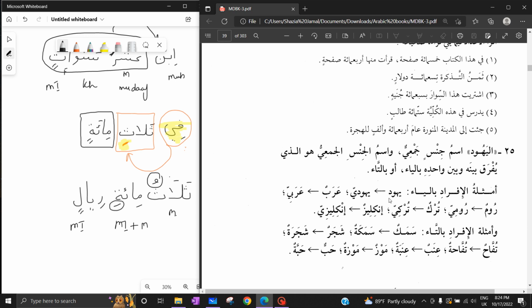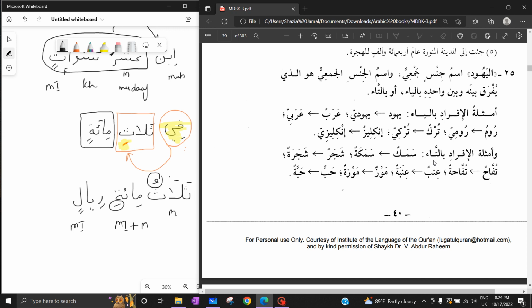Now this is actually jama ismul jins, jami'un. Yahud means we are talking about a lot of Jews. This is a plural word. That's why they are saying jami'un. So for the plural word, what will we use? A single ya, Yahudiyun. Arabun is plural for the Arab. Arabiyun. Rumun, Rumiyun. Turkun, Turkiyun. Inkilizun, Inkiliziyun. Wa amthilal afrad bitta.